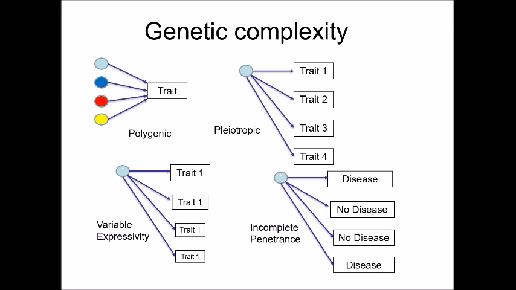Incomplete penetrance, in contrast, refers to whether the disease is present or absent. So 4 individuals get the gene, but only 2 people get the disease. So the disease has 50% penetrance. So again, penetrance refers to the disease being either there or not. Variable expressivity refers to gradations or quantitative variation of the trait.